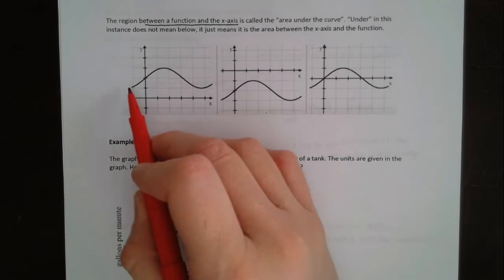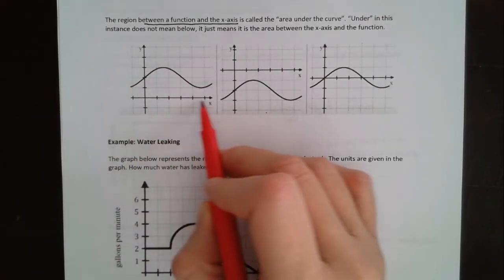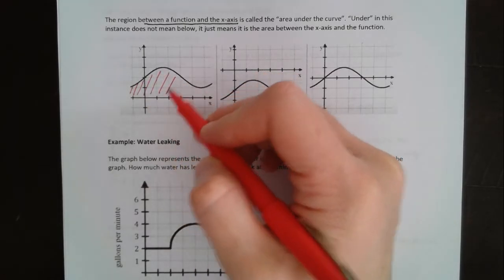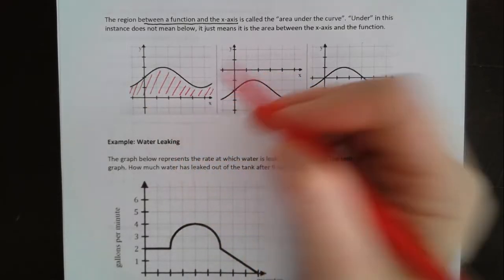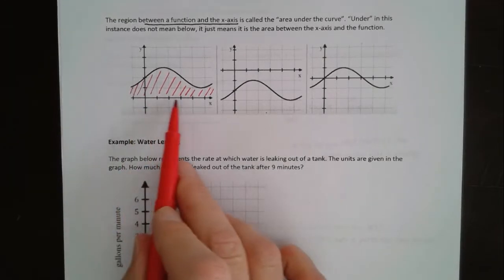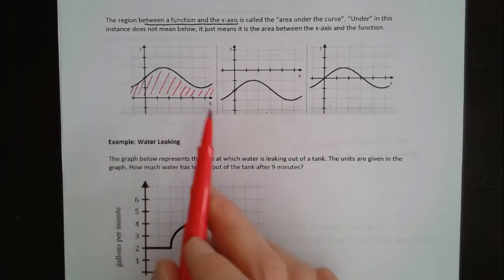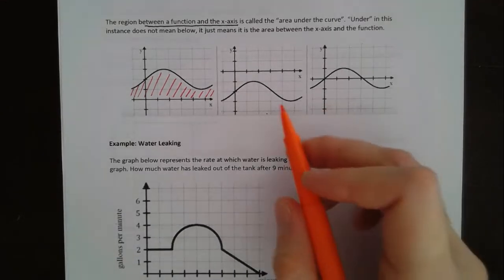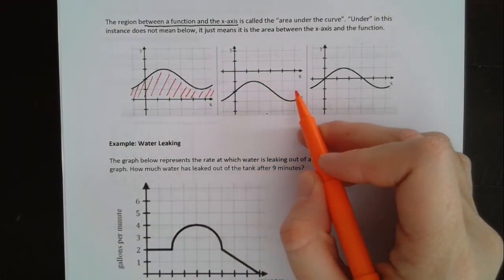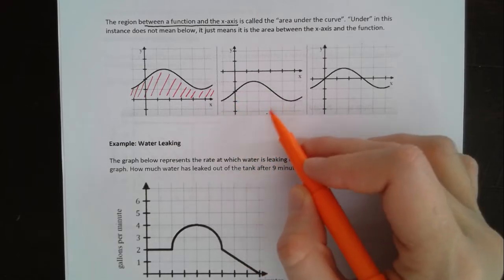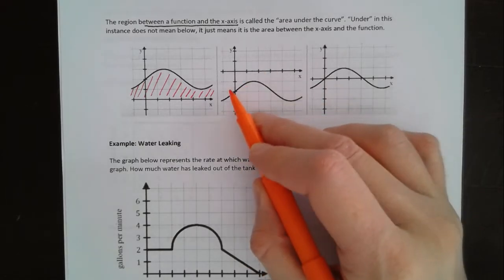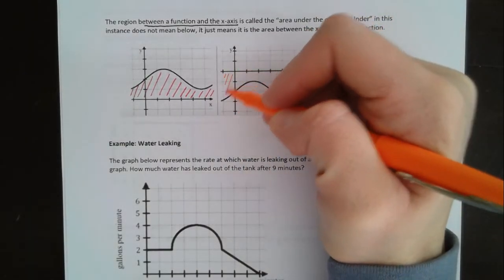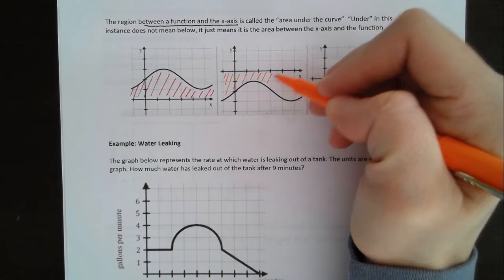So for example, here's our function in the first graph, here's our x-axis. The area under the curve is actually the area that's trapped underneath the curve, but again, it's contained within the x-axis. The second graph is actually below the x-axis. A lot of people want to say that the area under the curve would be the stuff that's actually underneath it, but it's actually going to be the area that's trapped between the curve and the x-axis. So it's actually going to be the area that is trapped above the curve.